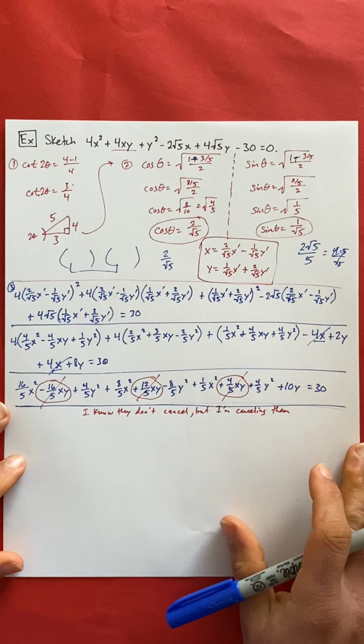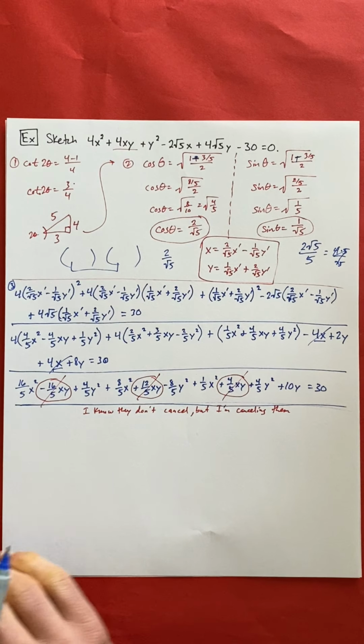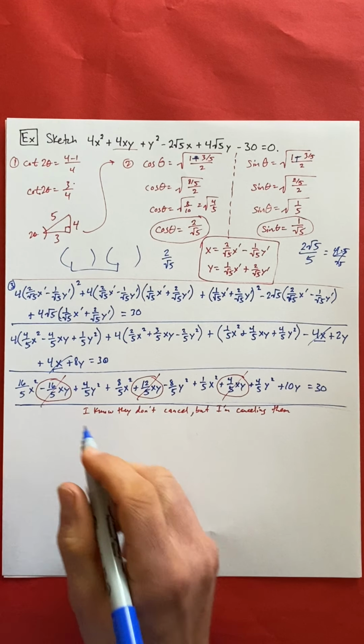All right, we're still not done. Step 3, I've got everything all multiplied out. Now the last thing I have to do is write this conic in standard form, so I'm going to go ahead and add like terms.